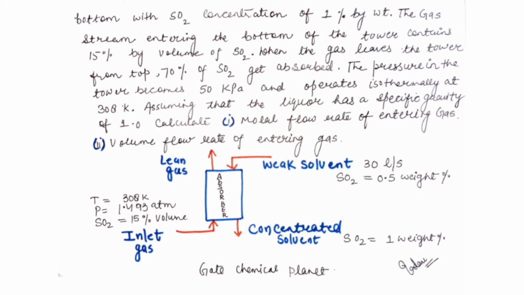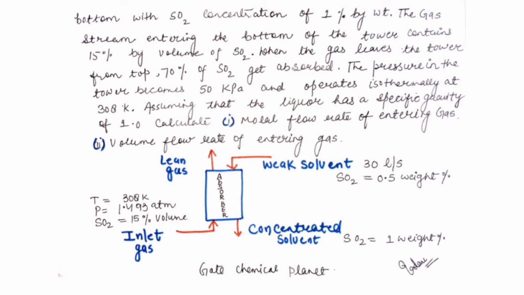Okay, and it operates isothermally at 308 kelvins. Here, for the calculation purpose, I have converted kilopascal into atmospheric pressure, and the pressure P equals 1.493 atmosphere, and temperature is in kelvins. The SO2 which is present in the inlet gas is 15% by volume.